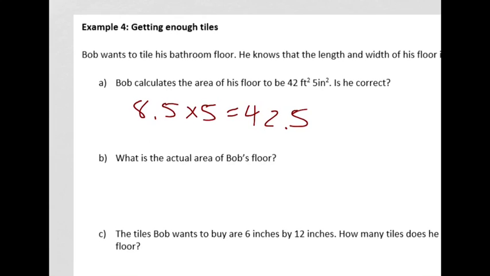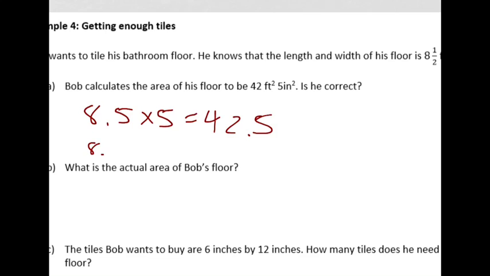So then why is he using both inches and feet? Good question. Can you see how he got his answer though? We went 8.5 feet by 5 feet and we got 42.5. What should the units of that be? I went 8.5 feet times 5 feet. I get 42.5 feet squared. It shouldn't be 42 feet and 5 inches.